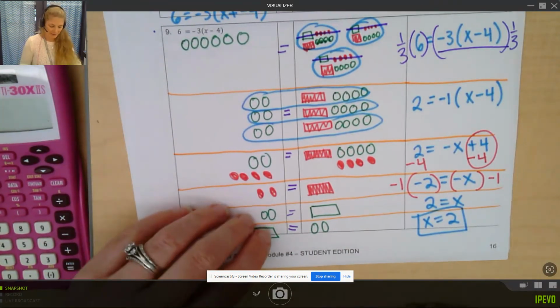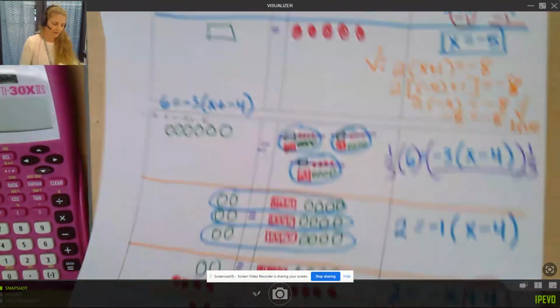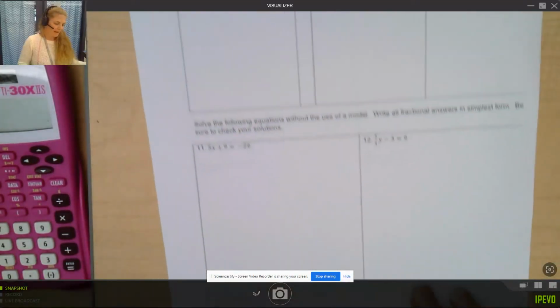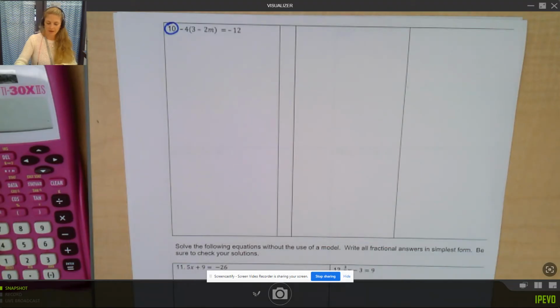Nice work. Okay, we are going to skip the verify on this one since you've been doing such a good job with verifying. And you're going to do number 10 on your own. So go ahead and finish number 10, pause the video, finish 10, and we're going to go over it in just a second.